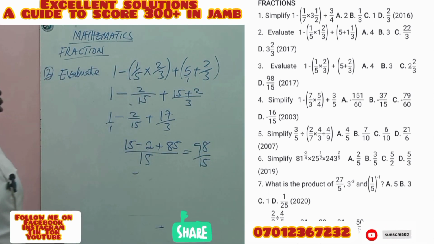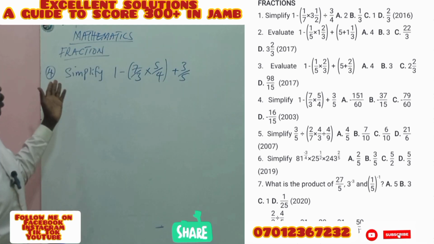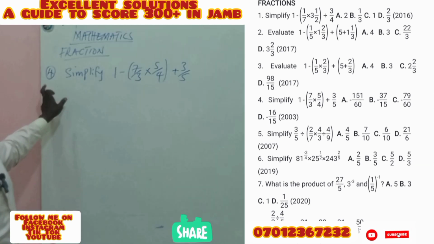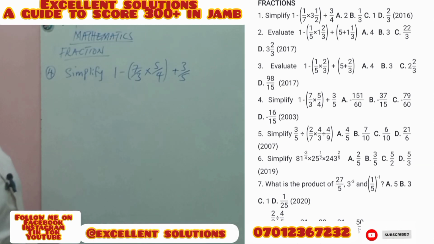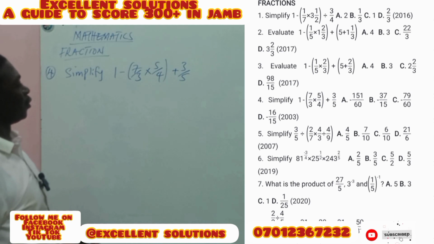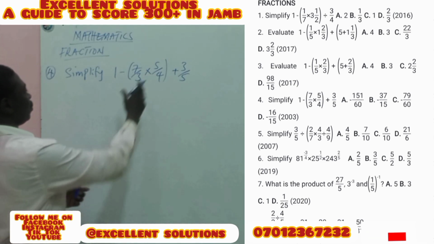And if you look at our options, we have option B, which says 98 over 15. And the answer is option B. The next question is question 4. And this question was asked in 2003. And this question says, simplify 1 minus, open bracket, 7 over 3 times 5 over 4 plus, close bracket, plus 3 over 5. So if you look here, we start with the bracket.